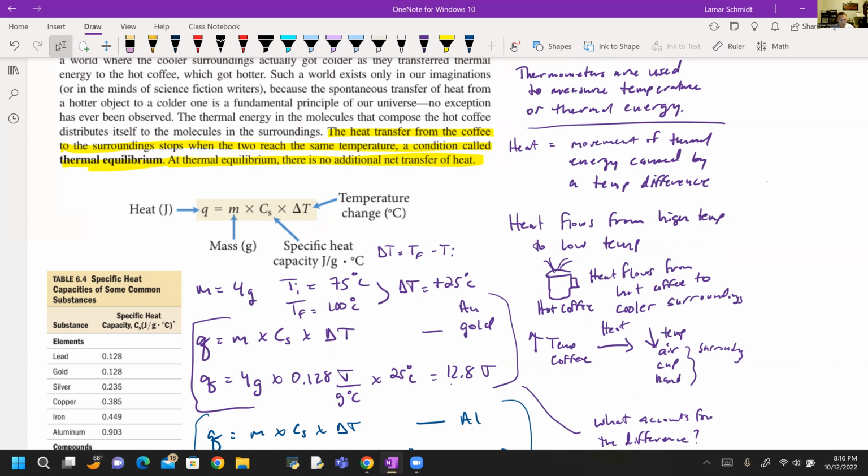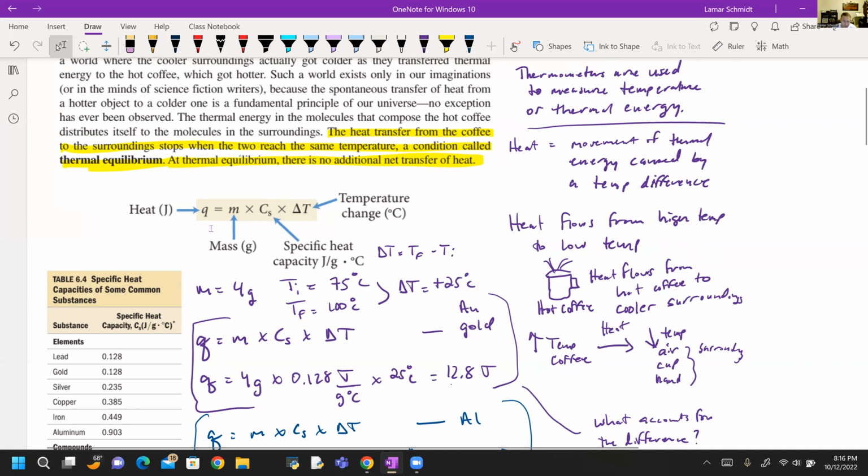All right, so that doesn't mean things stop moving. It doesn't mean that there's not still a transfer of energy, just that there's no net change in that transfer, or no additional heat is added. We'll get back to thermal equilibrium in just a second in another example.